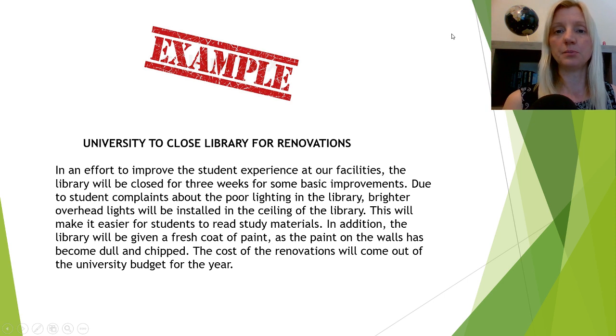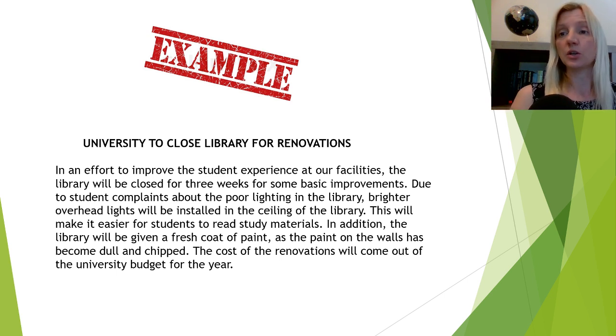So here's an example. If you wish, you can pause the video here and read it. So, basically, the title says that the university is going to close the library for renovations. The 2 main points is that they're doing this because there's poor lighting, so they're going to put in new overhead lights, and that they're going to give the library a fresh coat of paint because the paint is dull and chipped. Now, 45 seconds is enough to note that down.